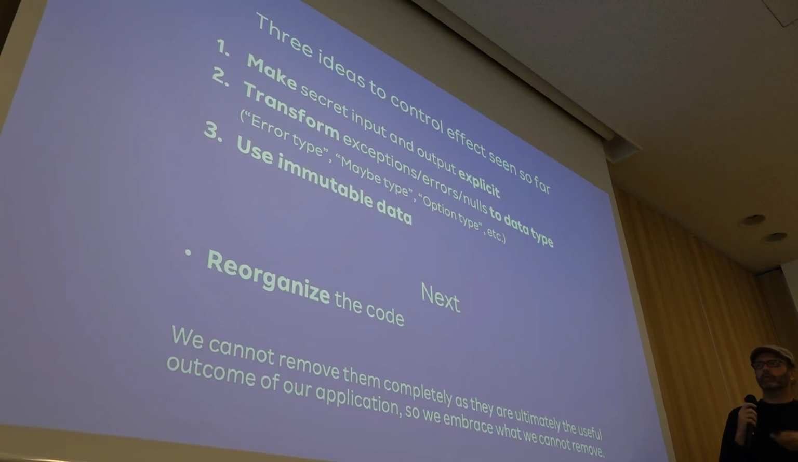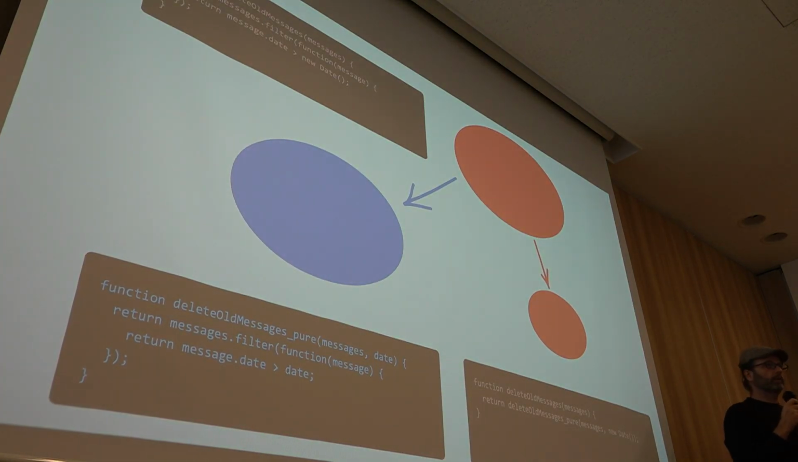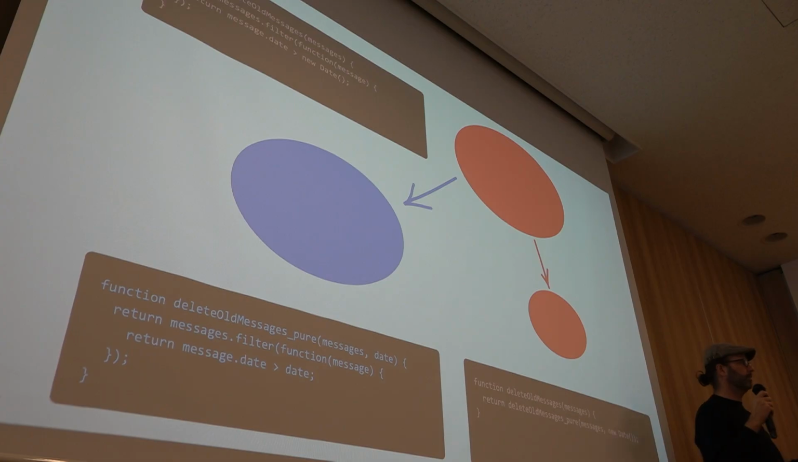Let's also see how we can reorganize the code. This is the function we saw before. We can split it in two. We can separate the part that has no side effect, and then we have, of course, another part that has side effects. Side effects eventually cannot be completely removed, but we can do this split.